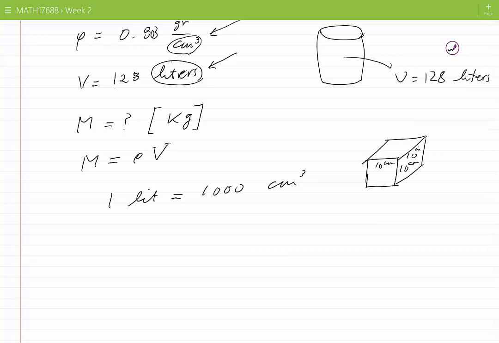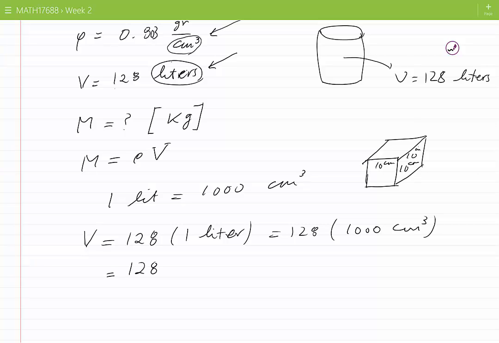Therefore, when I say the volume of the barrel is 128 liters, instead of 1 liter, I can put 128 times 1000 centimeters cubed, and that would be 128,000 centimeters cubed. Now the units in volume and density are consistent.